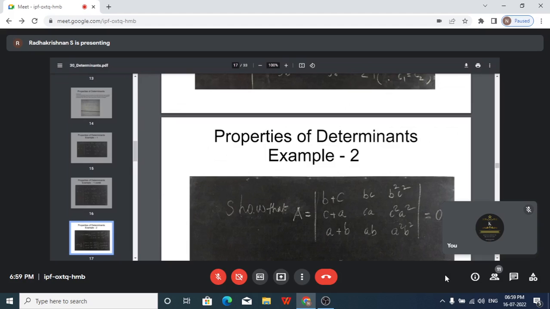கொஞ்சம் திங்க் பண்ணி பாருங்க. R1 gives R1 plus R2 plus R3, sir. R1 equal to R1 plus R2 plus R3. Now that won't help in this case. Okay.